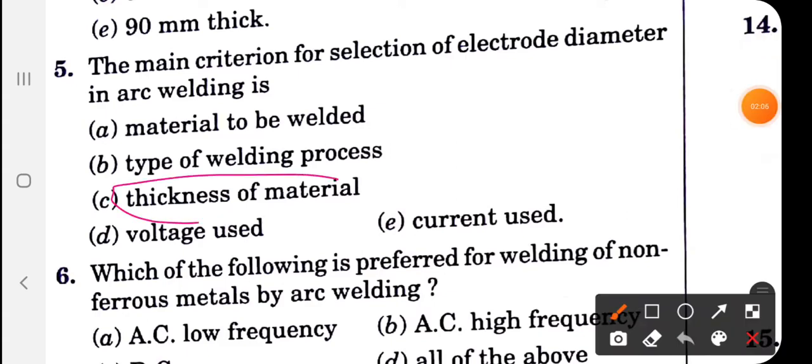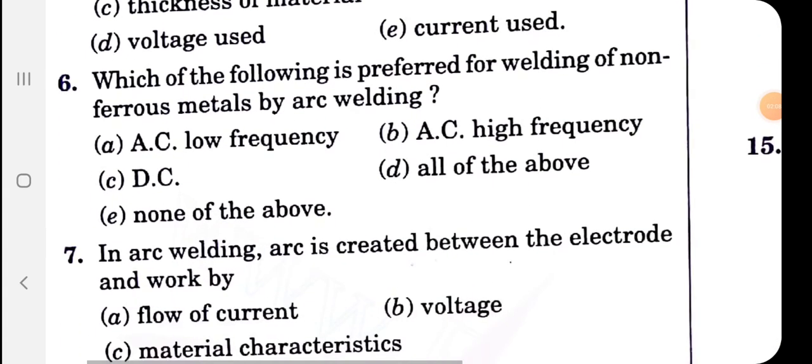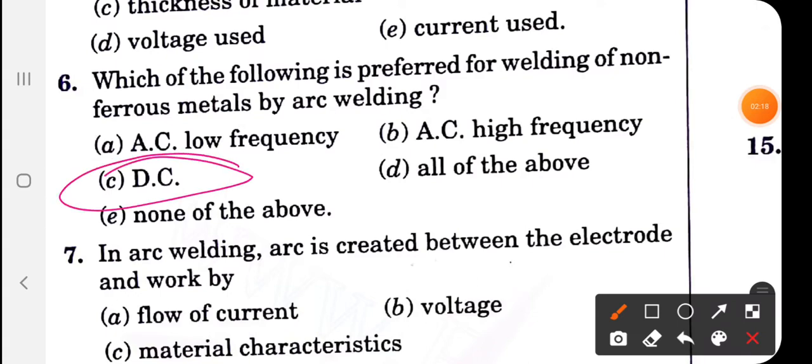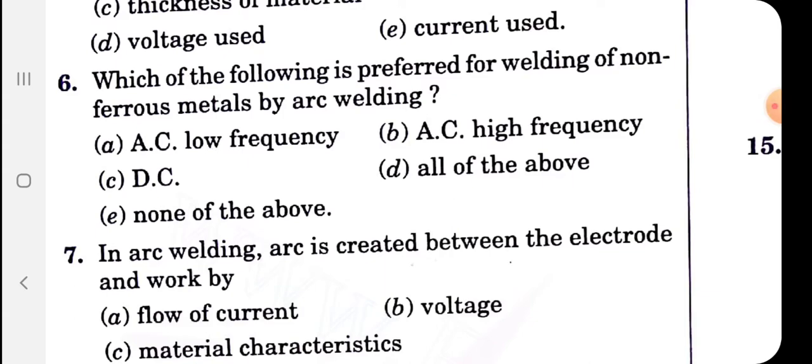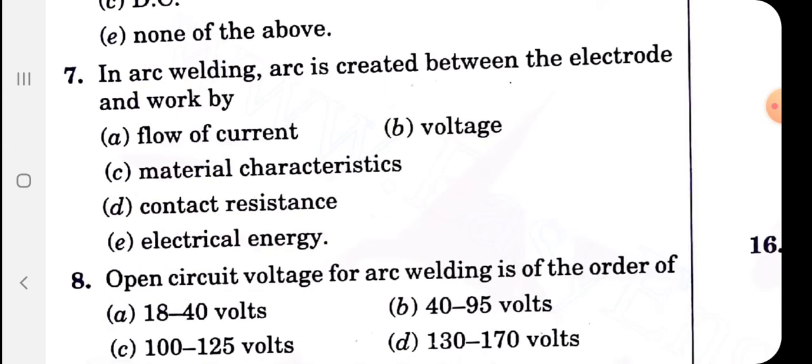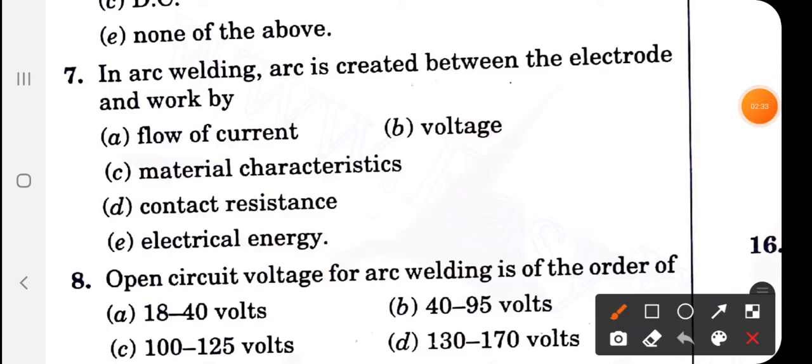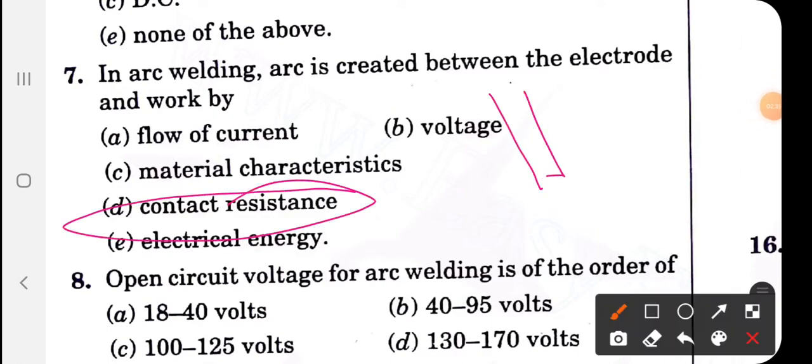Next, sixth, which of the following is preferred for welding of non-ferrous metals by arc welding? That is C, the DC current, which we will use for non-ferrous materials like aluminum and magnesium. In arc welding, the arc is created between the electrode and work by contact resistance. Because of this contact resistance, the arc will be generated.